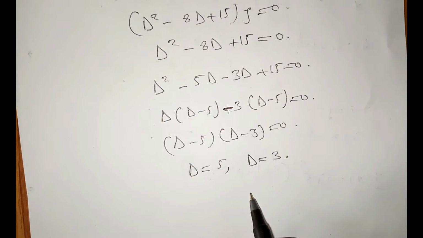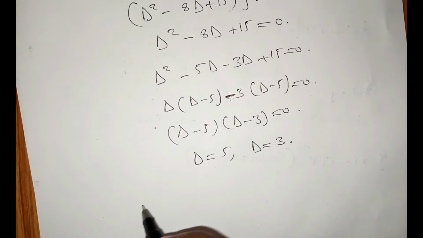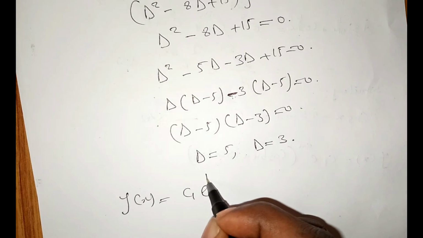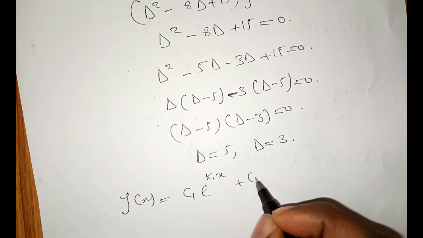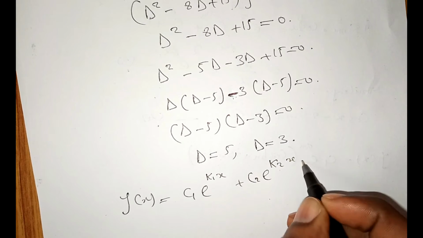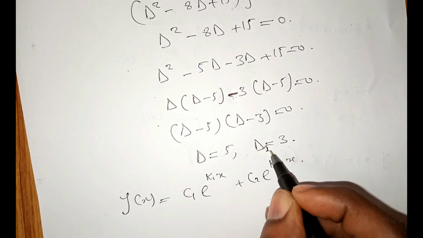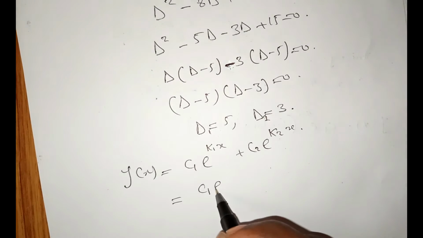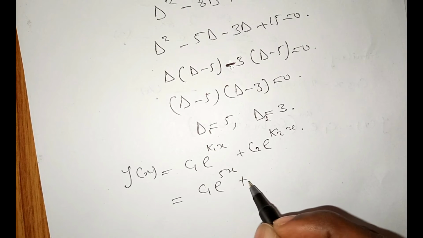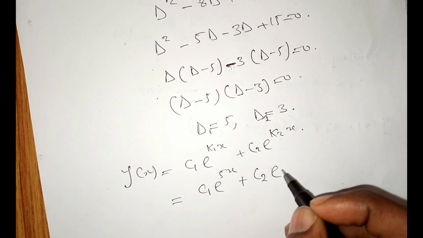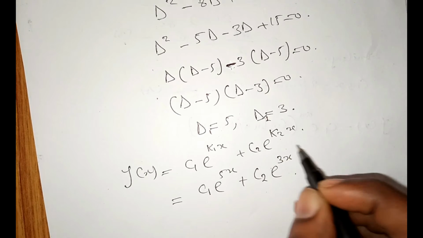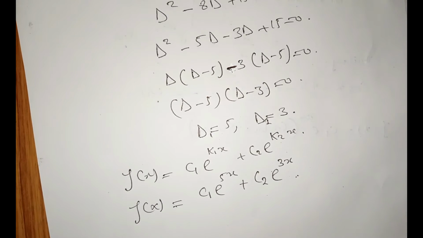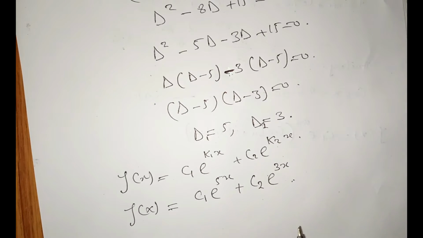Okay, so now for real and distinct roots, we know that y of x is equal to c1 exponential k1x plus c2 exponential k2x. So k1 and k2 here are D1 and D2. So substituting, we will end up having c1 exponential 5x plus c2 exponential 3x. So D1 and D2 here are k1 and k2, and this is the solution for the second order linear homogeneous differential equation.